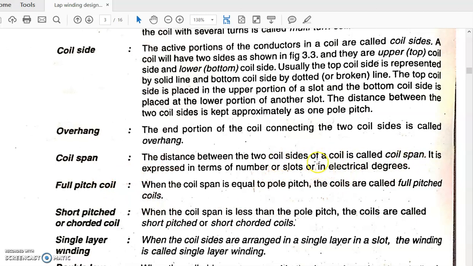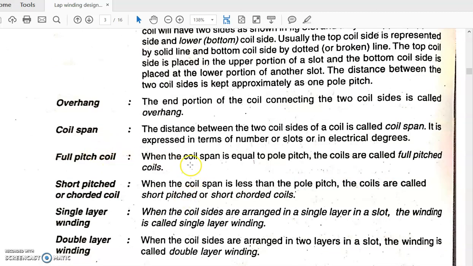For a full pitch coil, it will be 180 degree. For a short pitch coil, it will be less than 180 degree. And so it is given, full pitch coil is equal to pole pitch. One pole pitch is 180 degree electrical. So that is full pitch coil. Short pitch coil means it is less than one pole pitch, and so it is less than 180 degree.